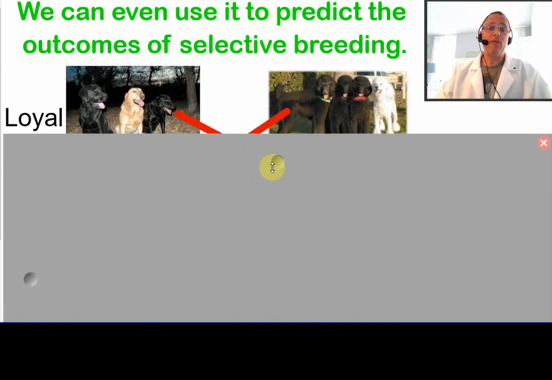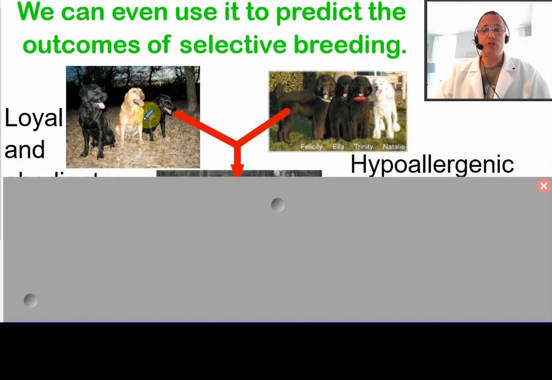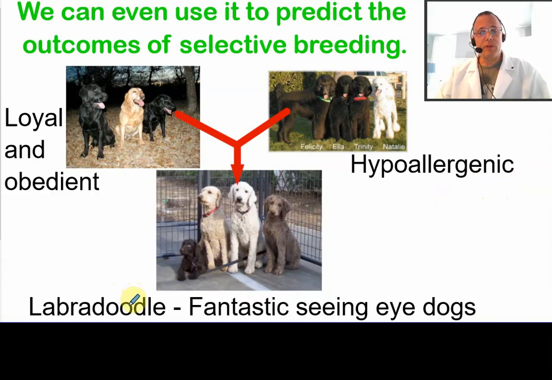So, if we were to take a Labrador retriever and mix it with a standard poodle, we end up with a Labrador, a fantastic seeing eye dog. So it has the loyalty and the ability to learn and be obedient like a Labrador retriever and be hypoallergenic so that people that are blind don't have an issue with being allergic to their own dog.